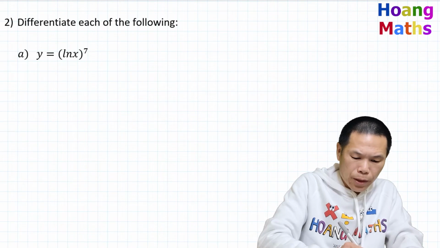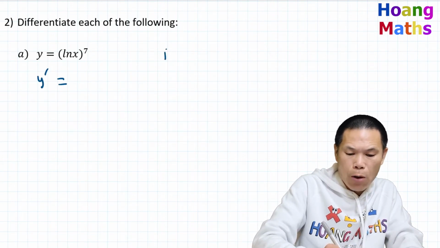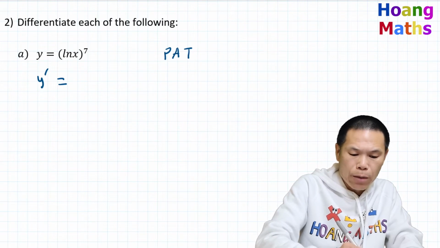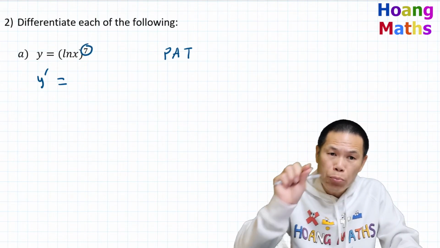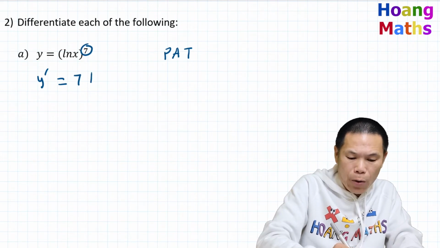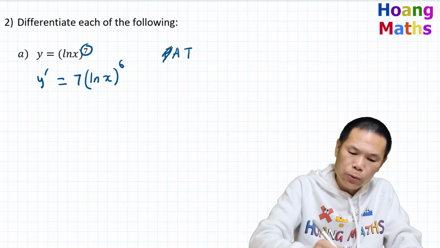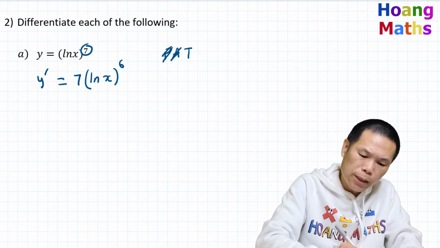So first one, y dash is equal to, so we differentiate using the power angle trick. The power is 7, so we bring it down, and the power becomes 6. So that becomes 7 ln of x and then power of 6. So this is done. Then we differentiate the angle. Okay, the angle is this one here.